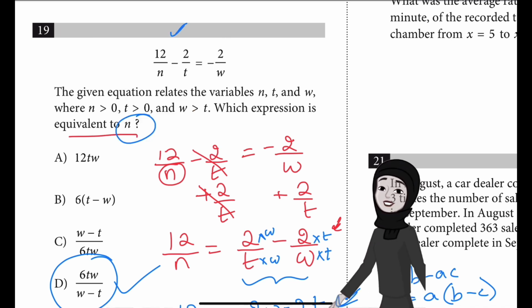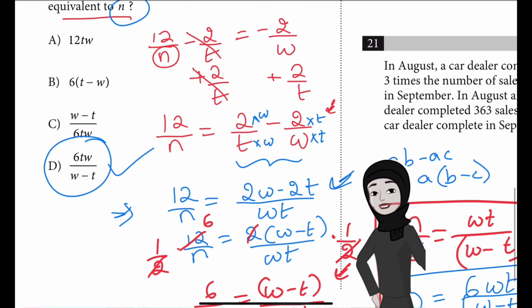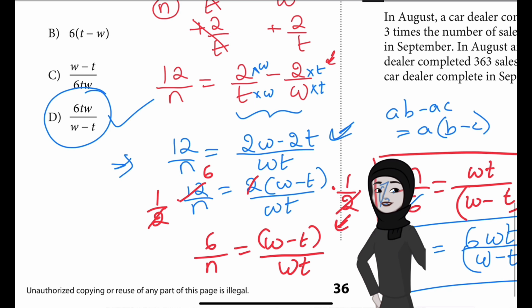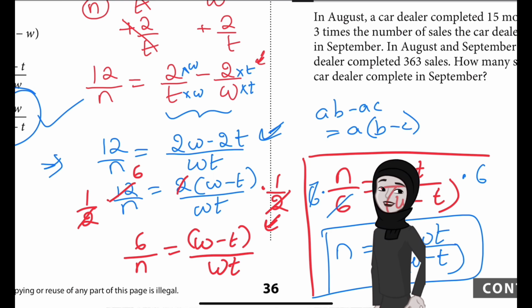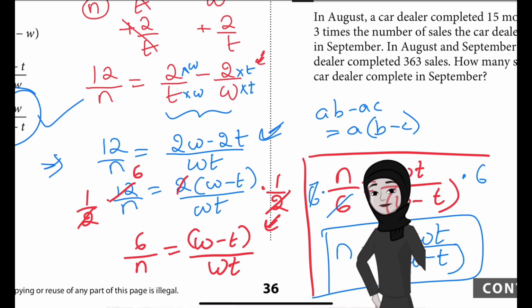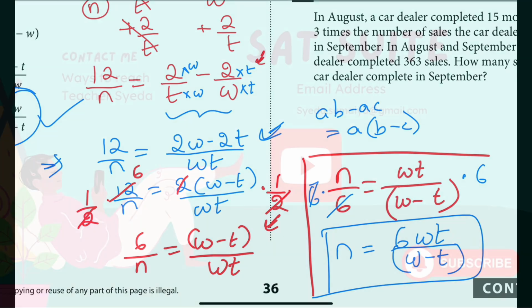So in this one we had to perform a few inverse operations till we arrive at only n on the left hand side of the equation. Initially we have 12 divided by n minus 2 by t on the left hand side. But we did a lot of inverse operations till we were only left with n on the left hand side of the equation. All the other terms we pushed to the right hand side of the equation and we even simplified and took the reciprocal whenever needed.